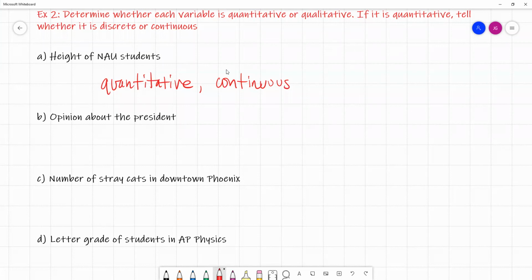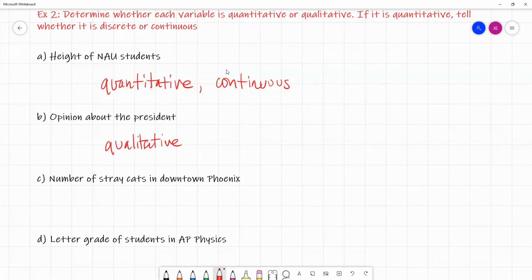Okay, B, opinion about the president. When you ask someone this, they're not going to respond with a number. They're going to respond with a quality or a characteristic. So this one is qualitative. Qualitative or categorical, just like this is quantitative or numerical. You can use either word in your practice and then on the test, on the checkpoint, sorry, as long as you know which one goes with which.